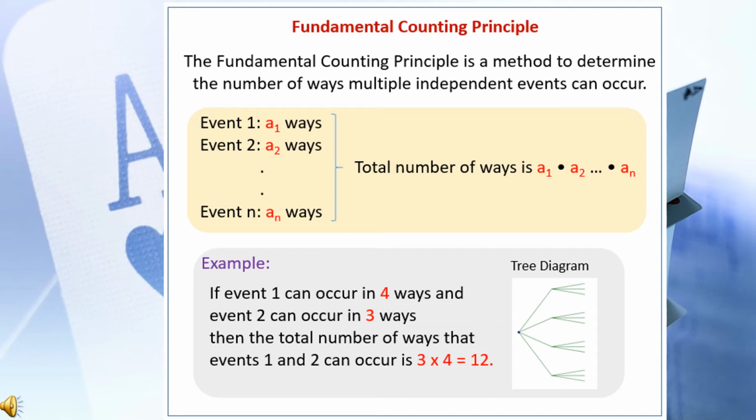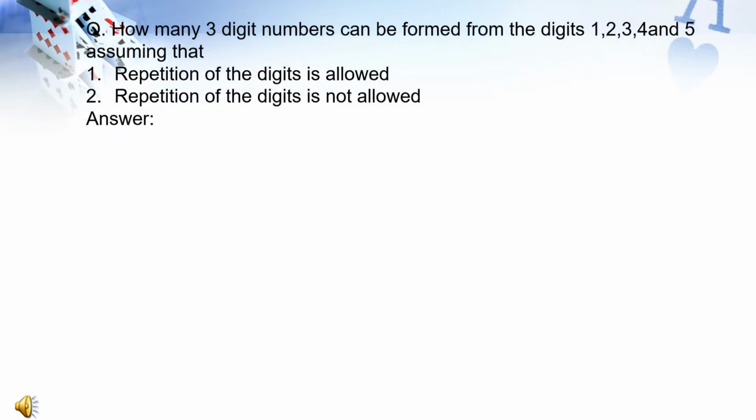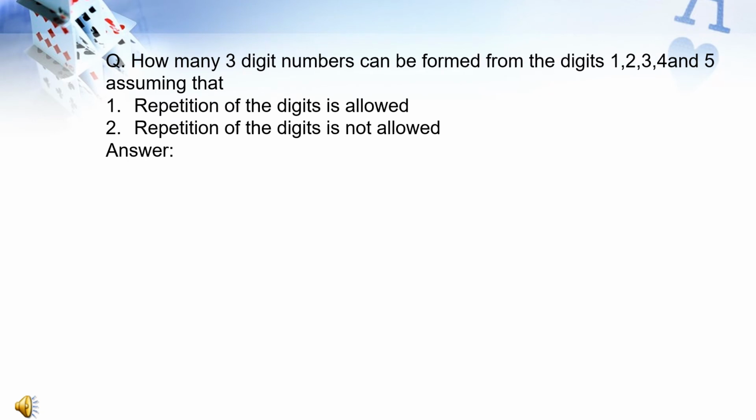Let us apply this concept in one of the problems from the textbook itself. The question is: how many 3-digit numbers can be formed from the digits 1, 2, 3, 4 and 5, assuming that, first part, repetition of the digit is allowed, and second part, repetition of the digit is not allowed. Here we will solve the first part, repetition of the digit is allowed.